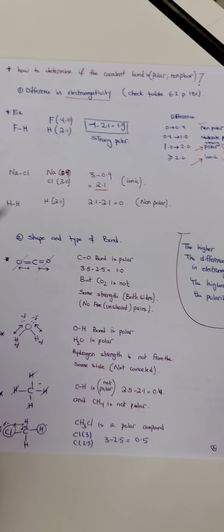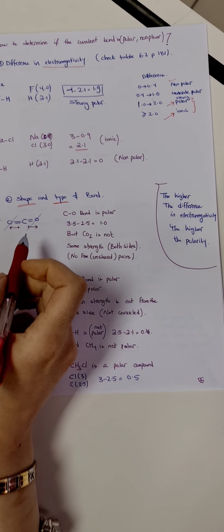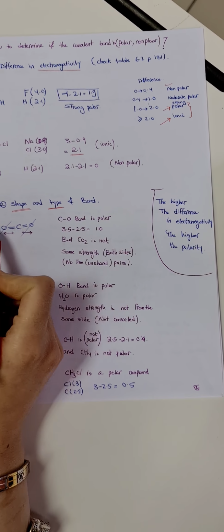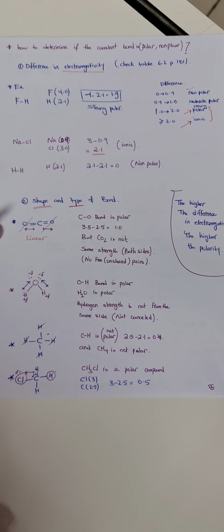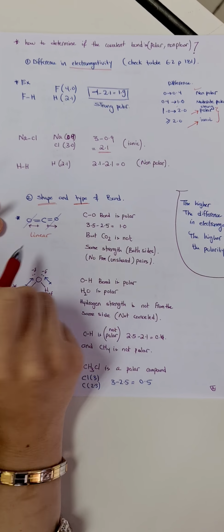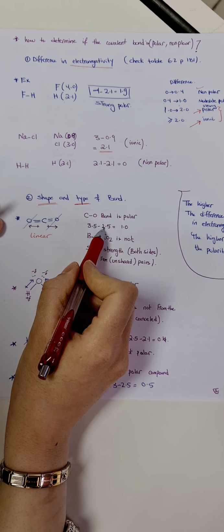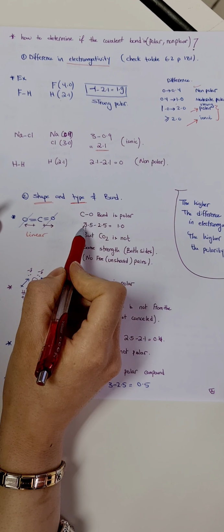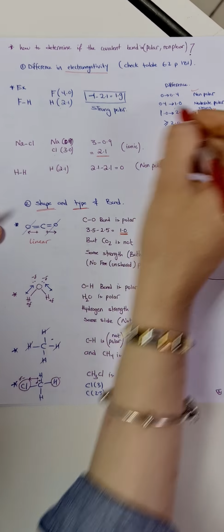On the other hand, sometimes the shape and the type of bond determine if it's polar or nonpolar. Here, miss, I have CO2. The shape of CO2 is linear. Now, the C=O bond is polar because C has an electronegativity of 2.5 and the oxygen is 3.5. If we subtract them, we have 1. So it should be a strong polar.